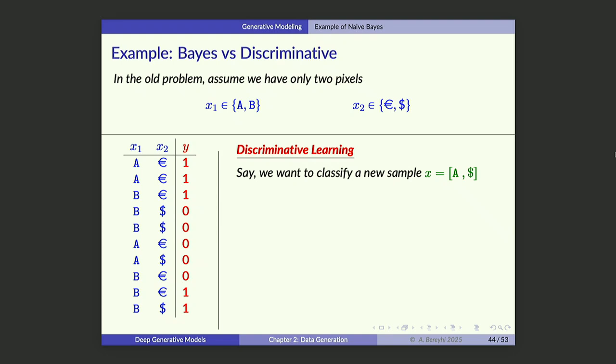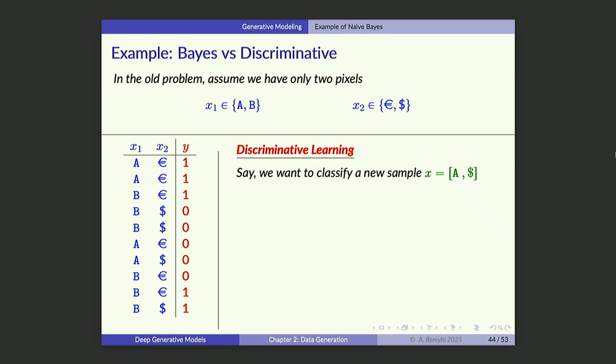But I have taken only a few samples. I don't know, maybe if I sample more, then I see one other sample, A and $, and it's now 1, right? So I don't know about that. What I want to do, I want to classify this sample. And let's first think discriminative.